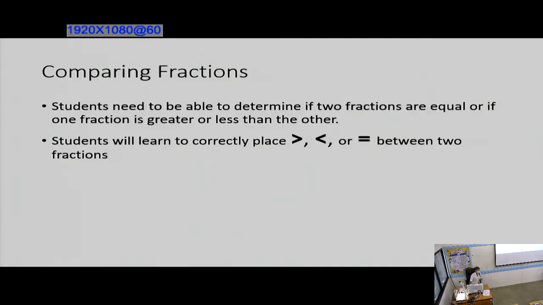Okay. Hey, get your notebooks. So today what we're going to study is we're going to compare and arrange fractions. Just like when we studied integers, we're going to also compare fractions. And in comparing fractions, we use these three symbols.